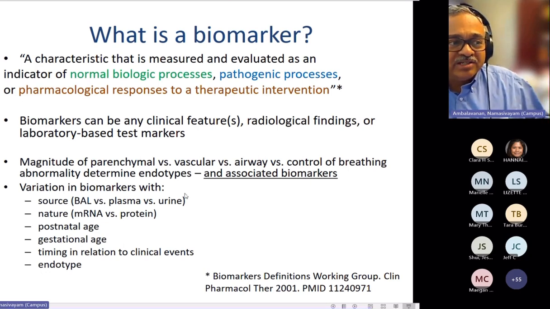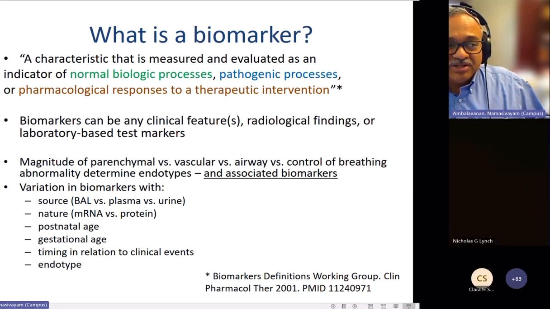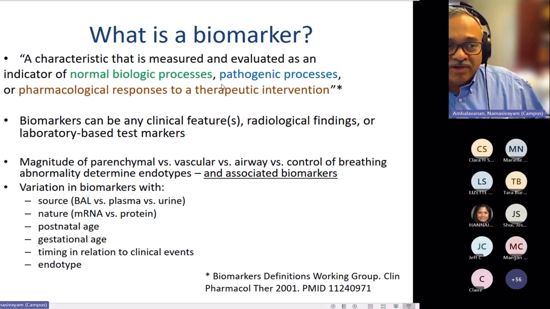A biomarker is a characteristic that is measured and evaluated as an indicator of normal biology, pathogenic process, or pharmacologic responses to a therapeutic intervention. So it's not just an indicator of pathology, it could also be a marker of normal development or how we are responding to a treatment. That's why biomarkers are useful, because they could be used to look at all these things. And they can be a clinical feature, a radiologic feature, or a laboratory-based test marker. So it's not necessarily something sophisticated. You don't have to do a sophisticated or fancy test. It could be a clinical variable too.